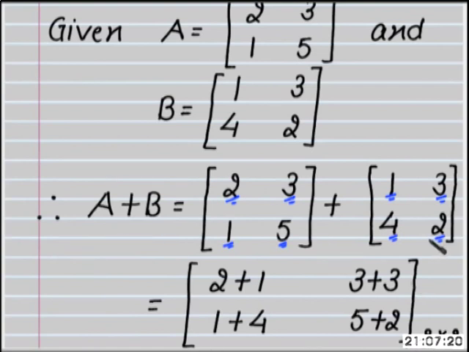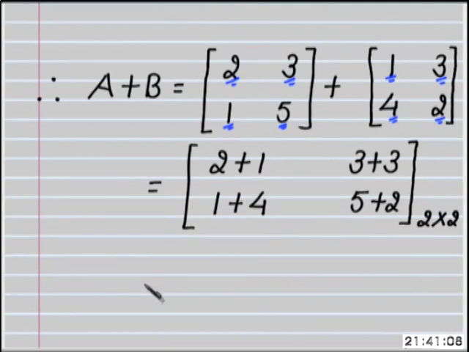As we know that for matrix addition, the matrices to be added must be of same order, and thus the addition matrix so obtained is also of the same order. Here matrix A and matrix B are of the same order, that is of order 2 by 2. Thus addition matrix A plus B so obtained is also of the same order 2 by 2.